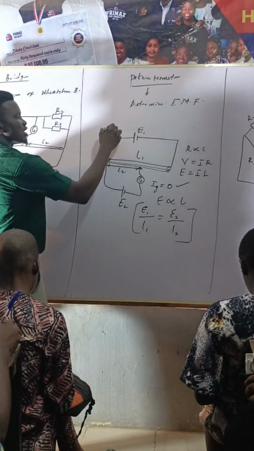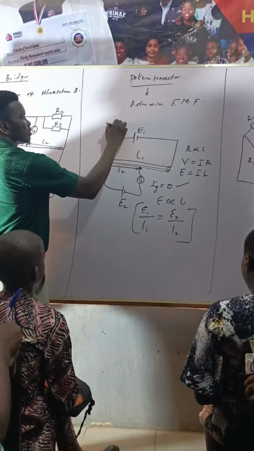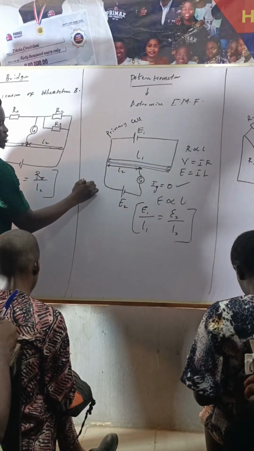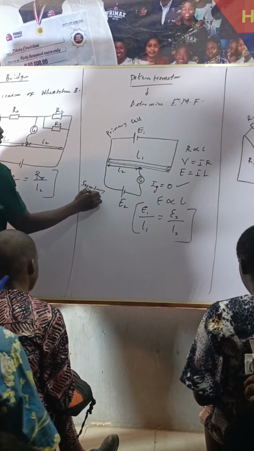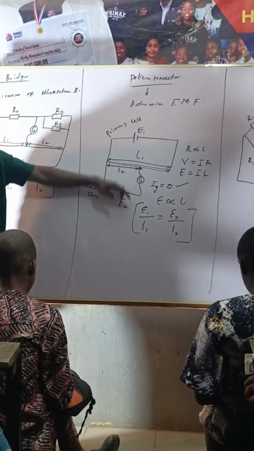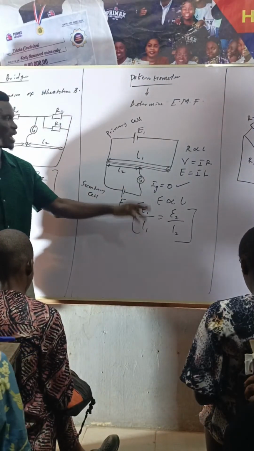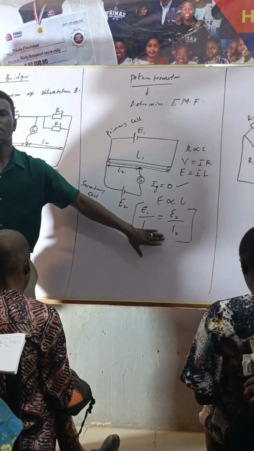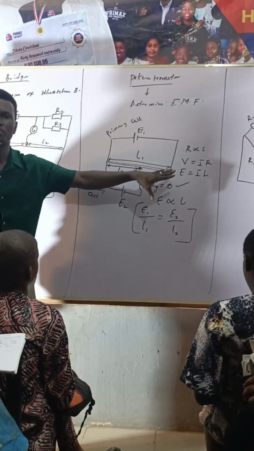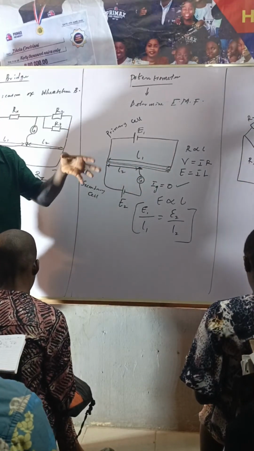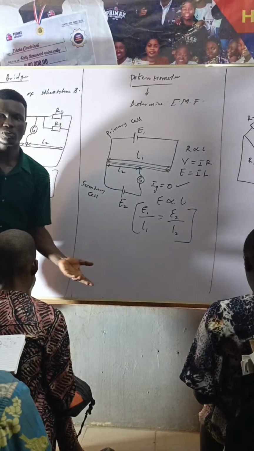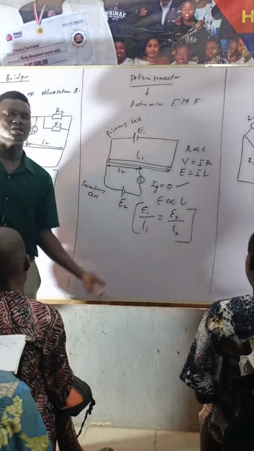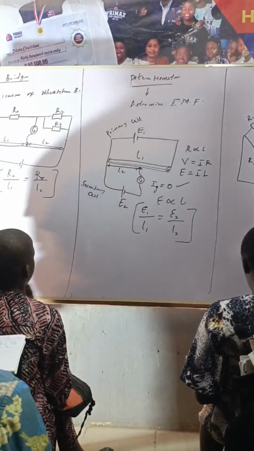The first part here is called the primary cell, while this part is called the secondary cell. The ratio of E2 over L2 here balances the ratio of E1 over L1 here. This is what you just need. But sometimes you need to understand the principles so that you can apply them when questions look tricky. The only question that came out on it last year was a direct question. You just apply this formula and you get the answer.